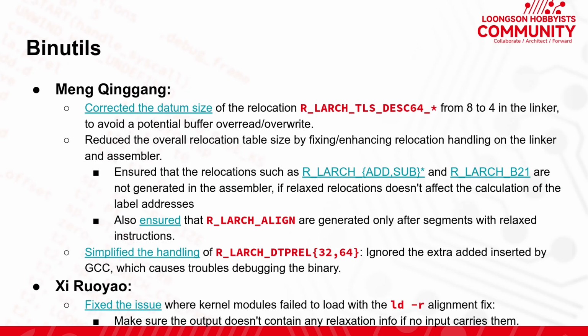In the last meeting, we also discussed some alignment fixes in the linker. The one for ld -r unfortunately caused the kernel modules to contain LoongArch align relocations. The kernel cannot handle them, and then it fails to load the module. To fix the issue, I made a change to only insert LoongArch align relocations if at least one input has some LoongArch align or LoongArch relax relocation. If there's no such relocation, the linker relaxation will not happen.